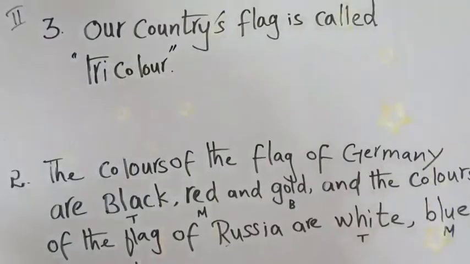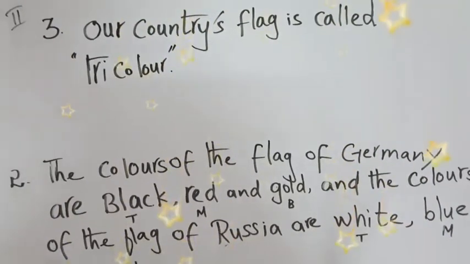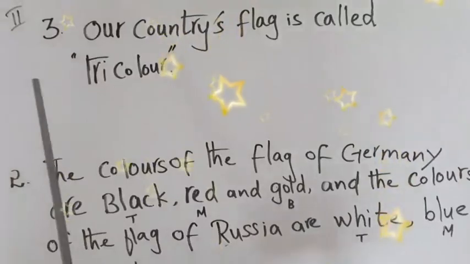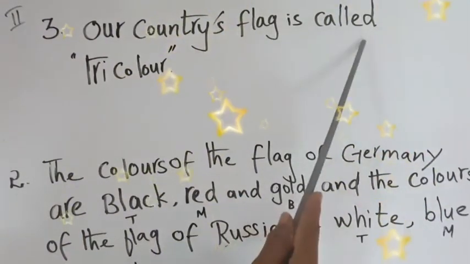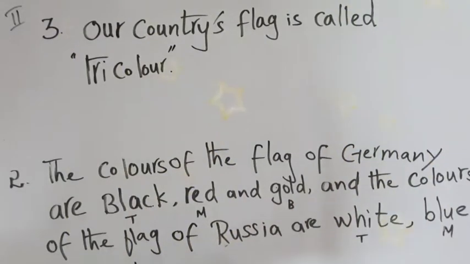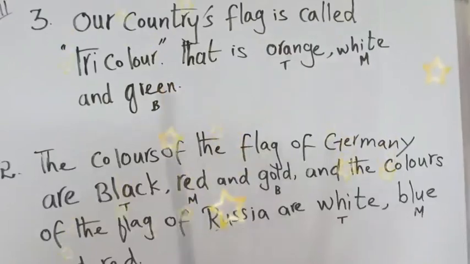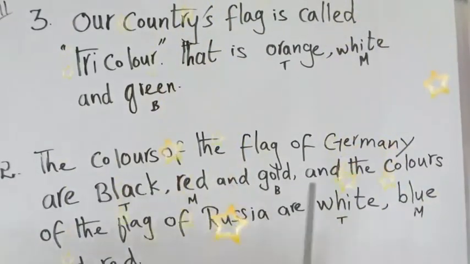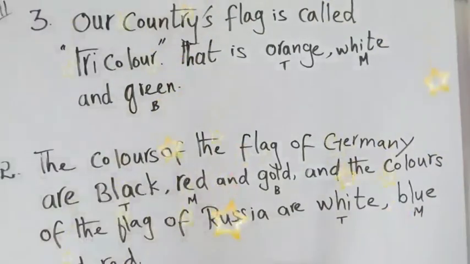The third question is, what is our country's flag called? I have written the answer here, children. Our country's flag is called tricolor, Tiranga. It also has three colors, isn't it? That is orange at the top, white in the middle, and green at the bottom of the flag.